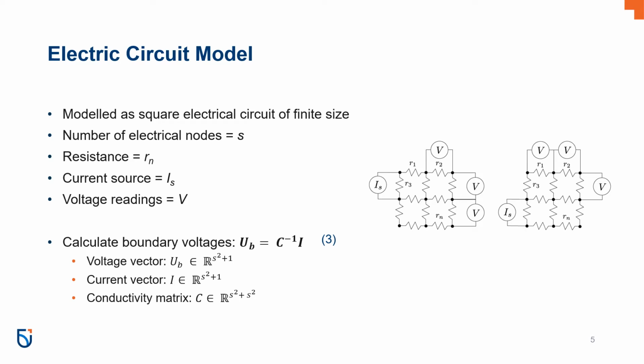of B. And then to solve for the boundary voltage values, we would take the inverse of the conductivity matrix, which is an inverse of resistance, and then multiply that with the current injection to solve for the boundary voltages.